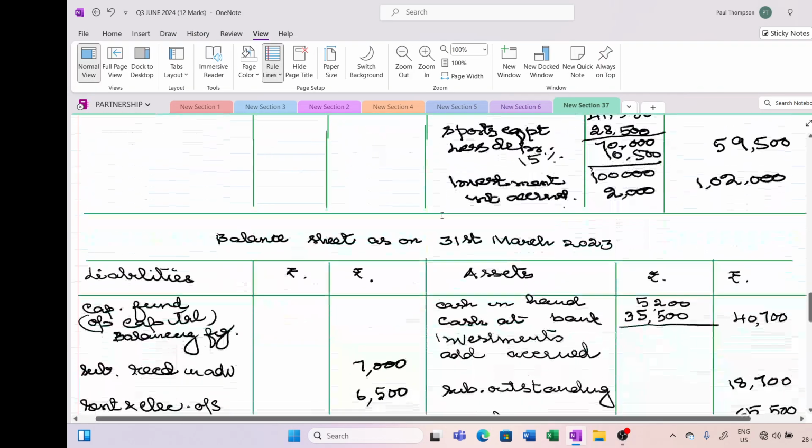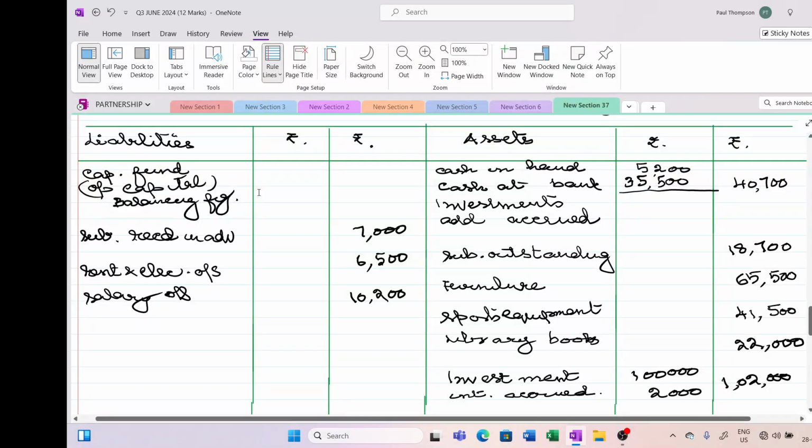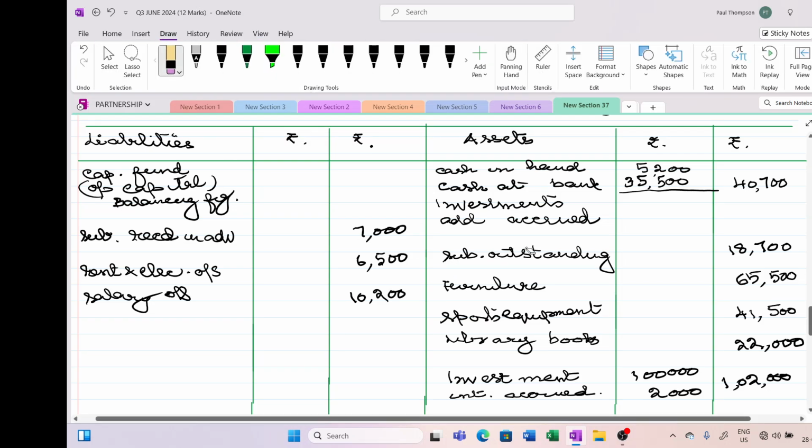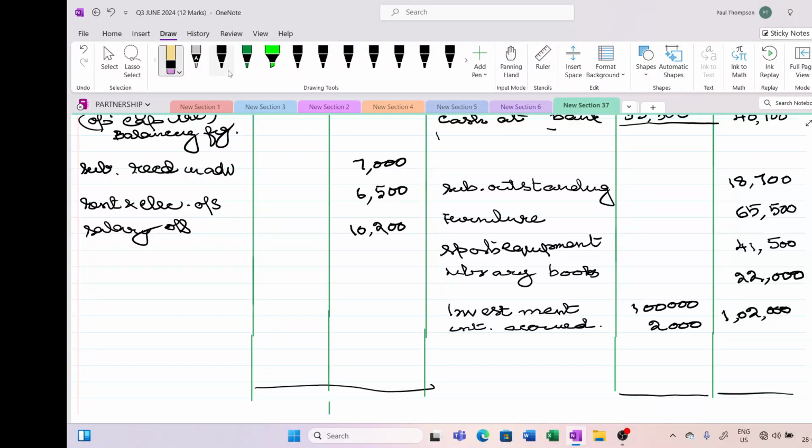I hope so. We will check. So capital we have to find out. 7,016,700 is here, and this side cash we have entered. Investments I have entered here. So here I will remove that. Investment is already entered down below. So then subscription, library books we have entered. We have entered furniture. We have entered sports equipment. We have entered investment and accrued income. Okay. So now we can close this and find out the opening capital.